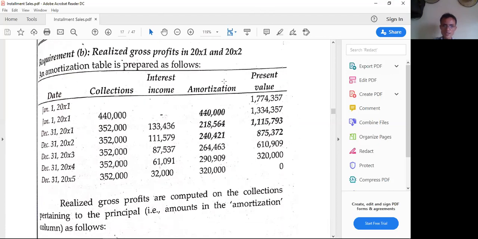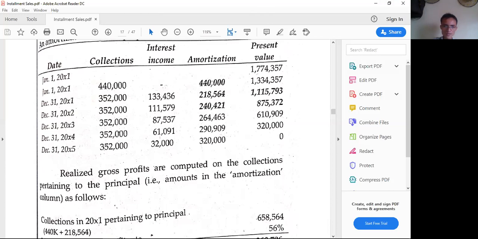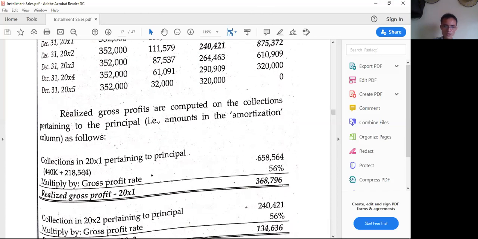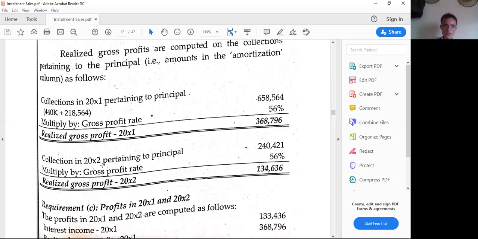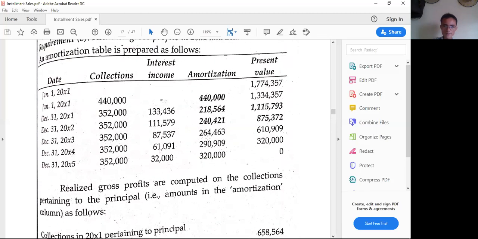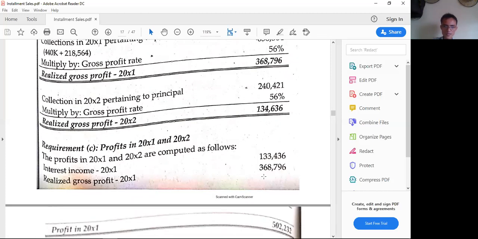As I've said, amortization will be the basis for our realized gross profit. So for 20X1, that's going to be this amount plus this amount. The total for this amount times 56% equals the realized gross profit. Now for 20X2, it's going to be this amount again, amortization or reduction to principal, times 56%.